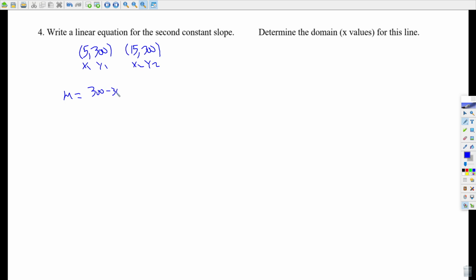So this one will be 300 minus 300 all over 15 minus 5. If you notice, the top becomes 0. The bottom is 10. 0 divided by 10, or divided by anything, is 0. So now our slope is 0. Now we're going to put it into that good old formula.